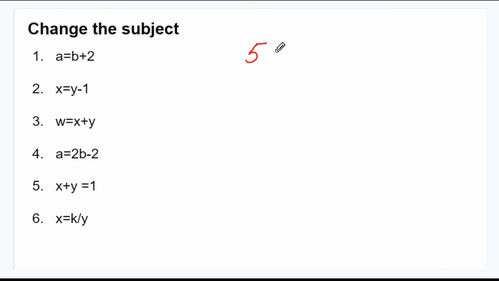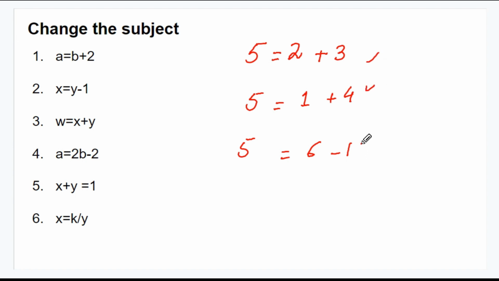You have been very familiar with these types of equations, like 5 equals 2 plus 3, or I can also write 5 equals 1 plus 4, or 5 equals 6 minus 1. In any way you can break your number, but the answer should be equal to 5, because 6 minus 1 gives you 5, 1 plus 4 gives you 5, and 2 plus 3 again gives you 5, that's why these are correct.